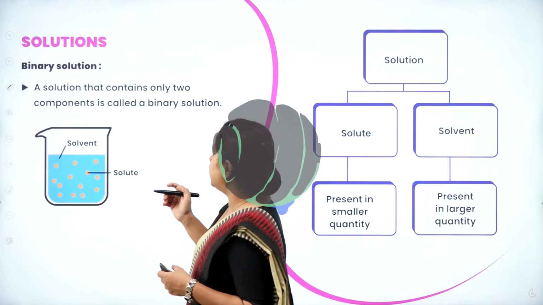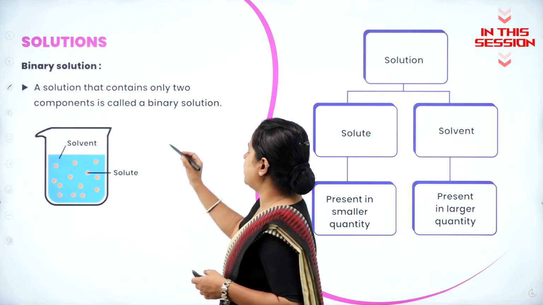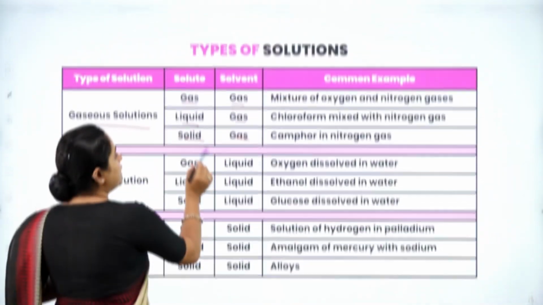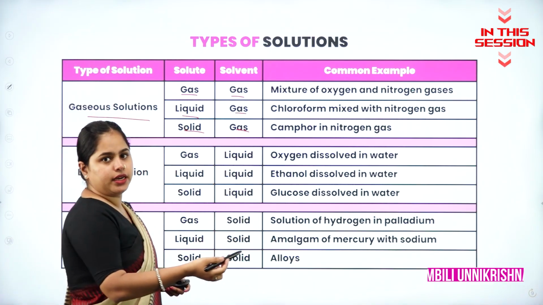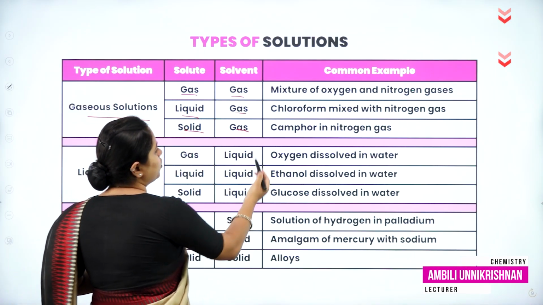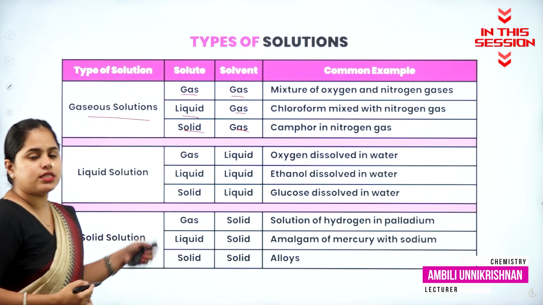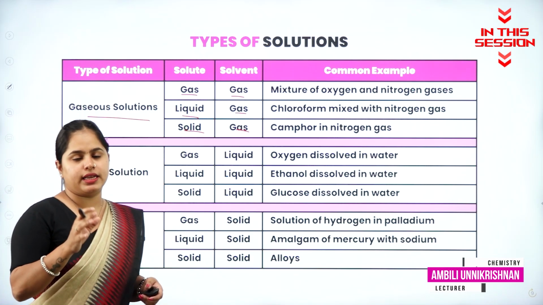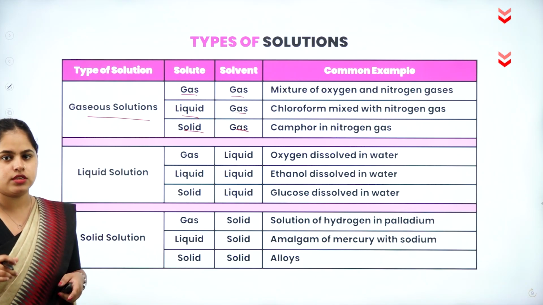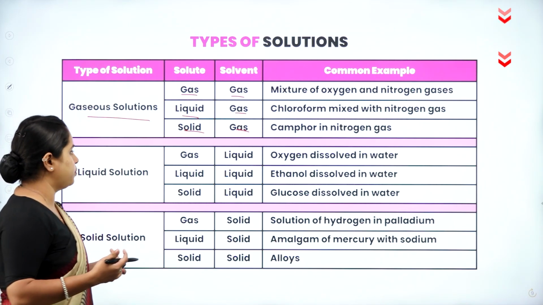A solution that contains only two components is called a binary solution. Then liquid and gas: you have chloroform mixed with nitrogen gas, and solid in gas: you have camphor in nitrogen gas. So it is important to study at least one example of all these solutions, which will be important from your examination point of view as well.